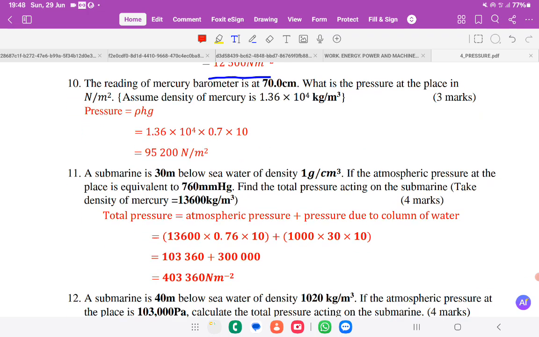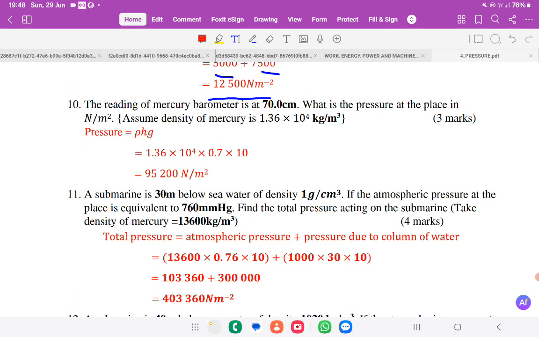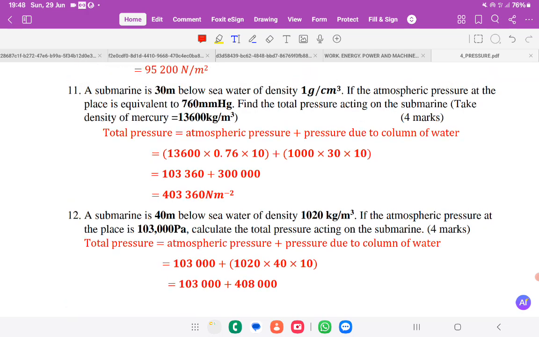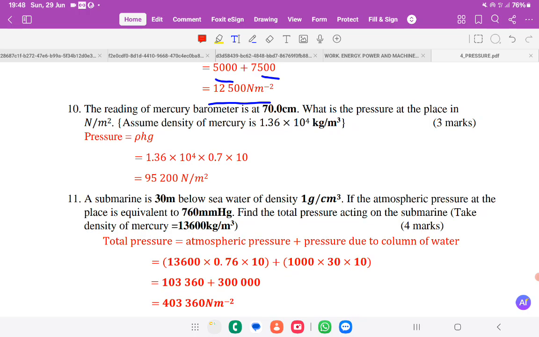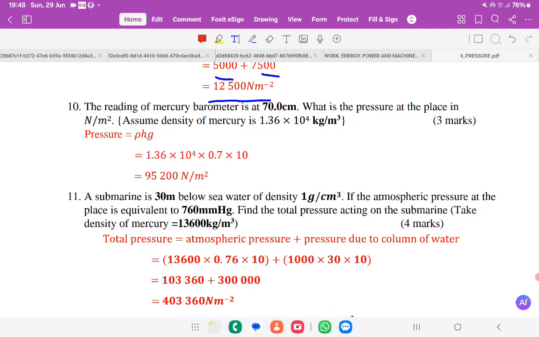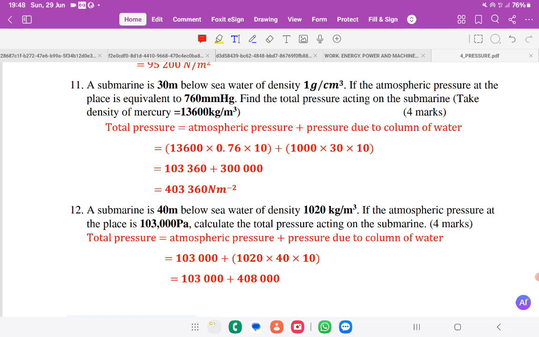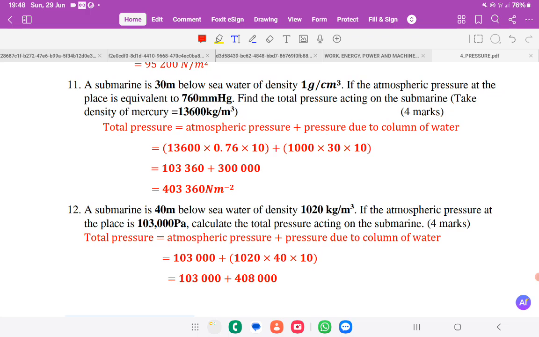I want to leave you with this: pause the video, go through question number 10 and 11. You can also go as far down as question number 12. So I want you to do questions 10, 11, and 12. Just go through and appreciate what is required.